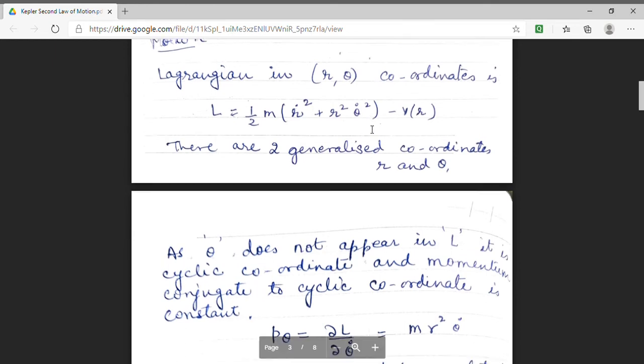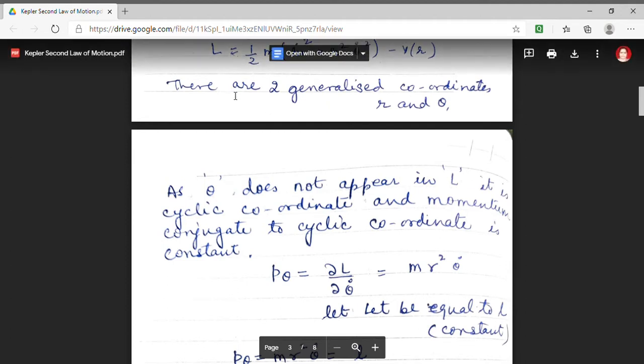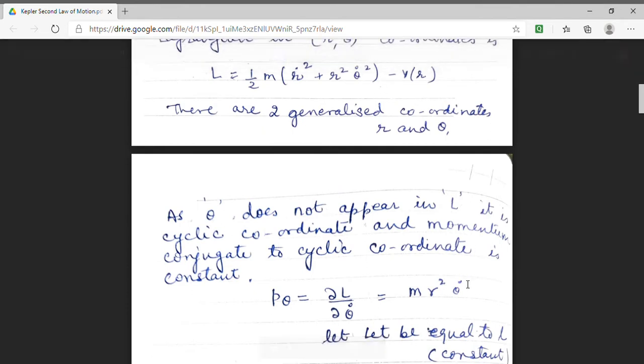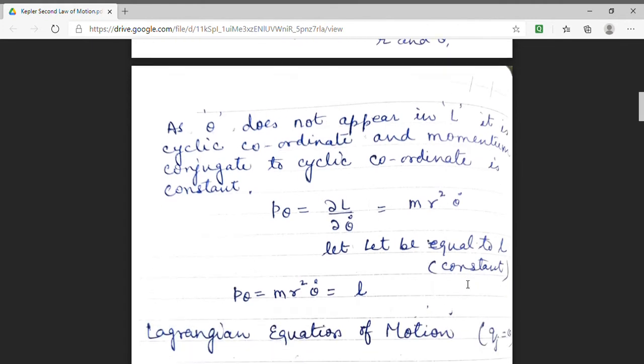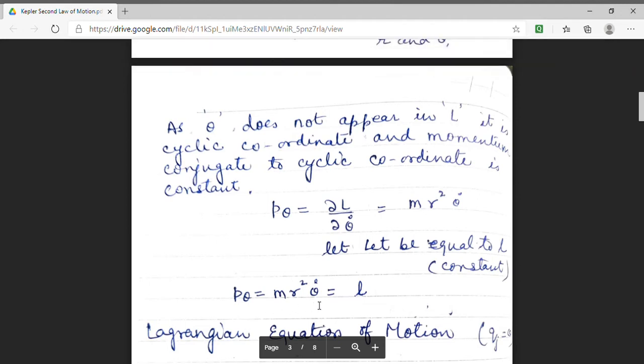The generalized momentum is p theta equal to del L by del theta dot. This is the formula for generalized momenta. Differentiating the Lagrangian with respect to theta dot, I get m r square theta dot. Since it is constant, I am assuming that the constant is equal to L. So p theta equal to m r square theta dot equal to L.